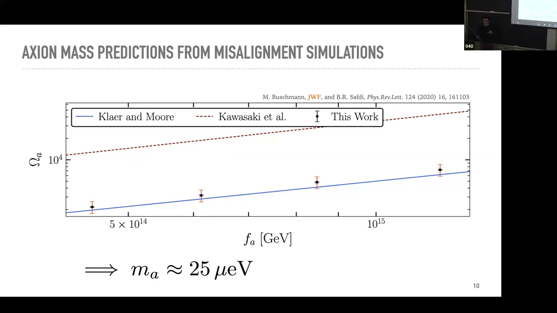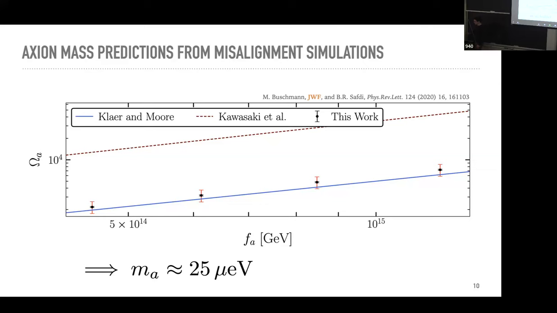And so to the degree that you believe that you can understand what happens for a free scalar field, maybe these things aren't that interesting, and so maybe the thing you worry about is not how close FA is to M Planck, but actually how close lambda QCD is to FA.